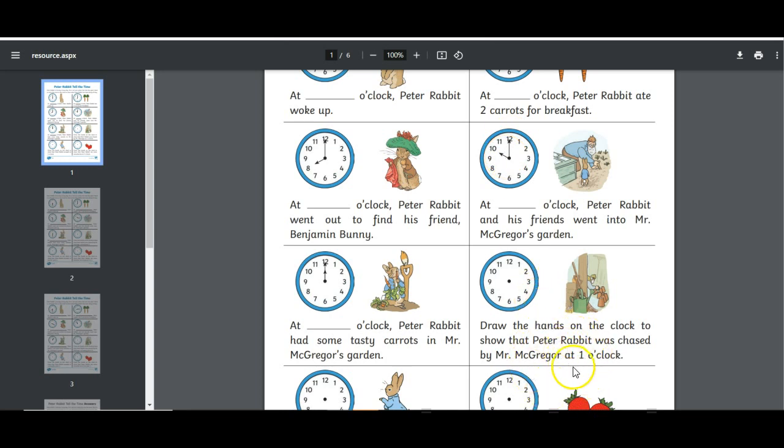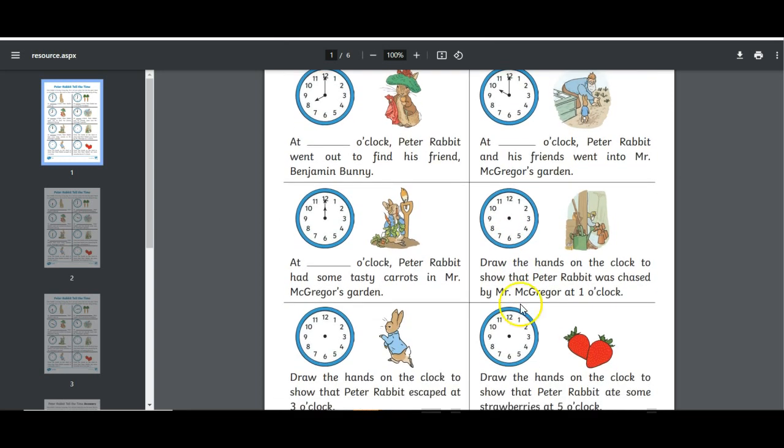So what number will the hour hand be pointing at if he was chased at 1 o'clock? And does the question say anything about the minutes? Do we have minutes there? No. And we know when the minute hand is pointing at 12, it's 0 minutes. So that means the hour hand would be pointing at 1. And remember, the hour hand is the short hand, and the minute hand, the long hand, will be pointing at 12. Well done if you figured that out.